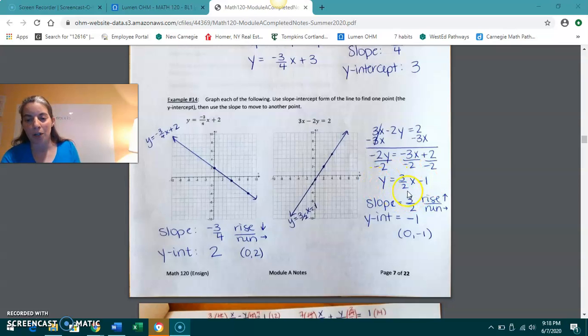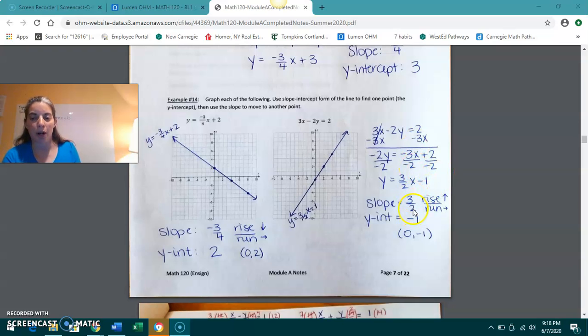Here I have it in slope-intercept form. This number is my slope. This number is my y-intercept. Notice that as I'm solving it, I put the x term first. So when I subtracted this, I ended up with negative 3x plus 2. I put the x term first because that's how I want it in that format.